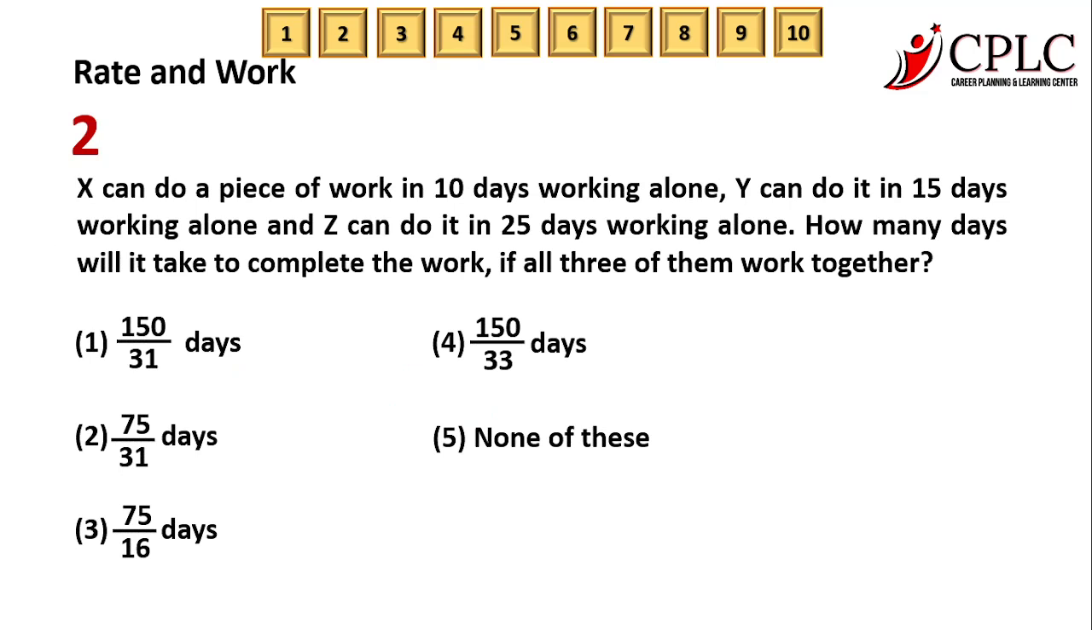X can do a piece of work in 10 days working alone. Y can do it in 15 days working alone. Z can do it in 25 days working alone. How many days will it take for them to complete the work if the three of them work together? Now, this is the very classic question that we have also seen in the concept. We just had two people, A and B. Here there are three people. So the process will remain the same.